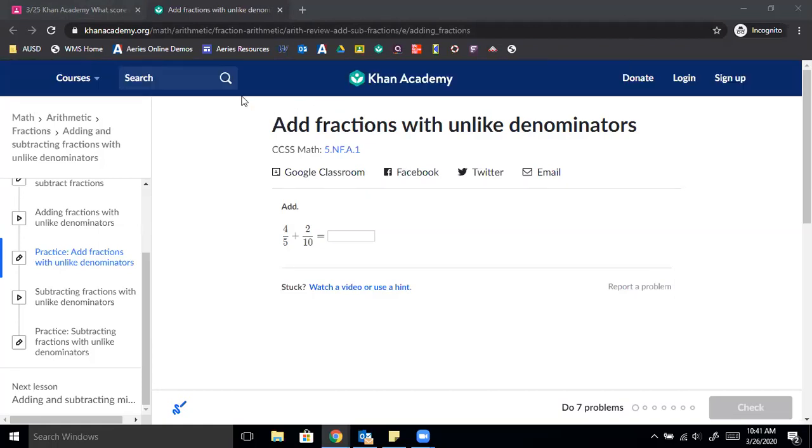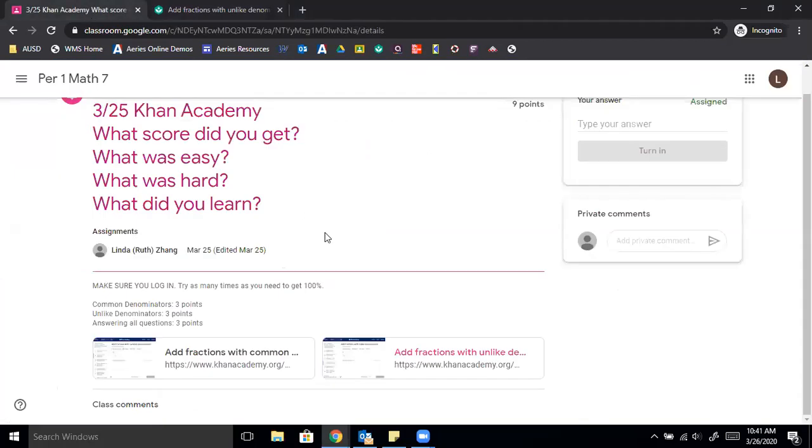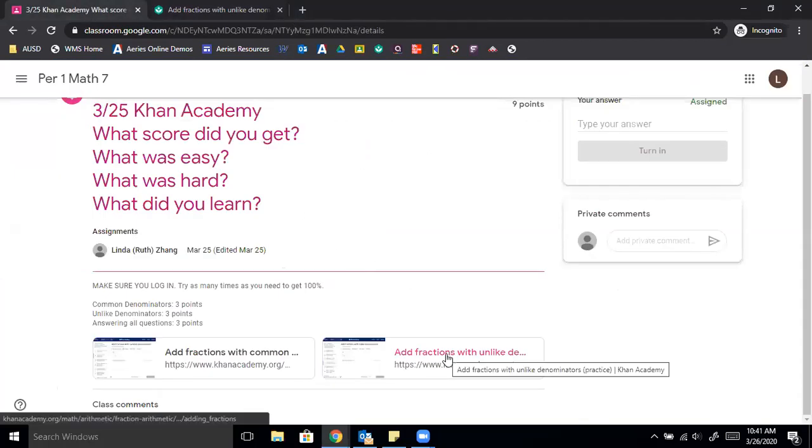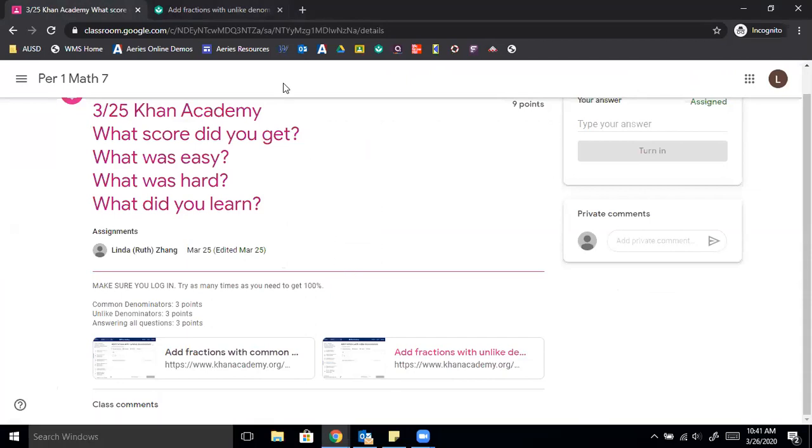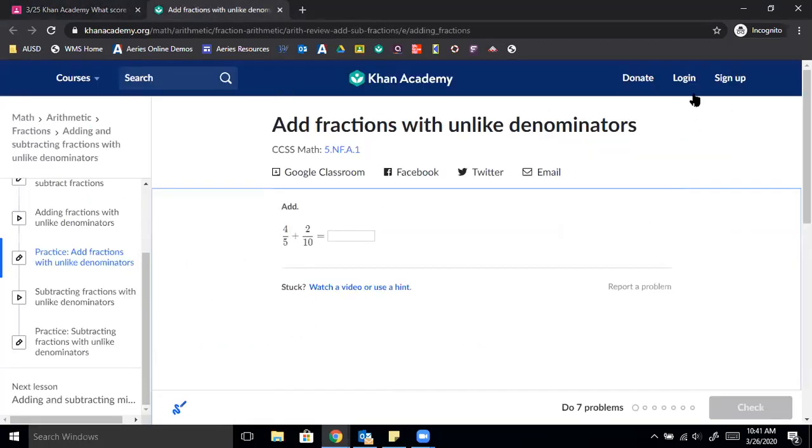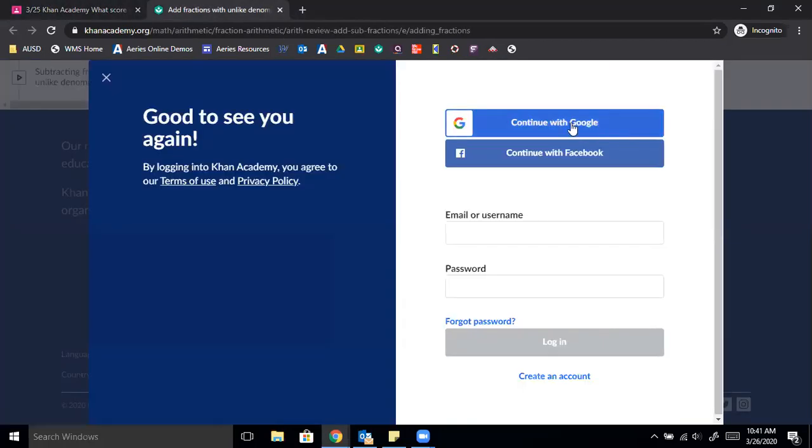Okay. So for some of you, if you've already logged into Khan Academy before, it might remember that you've logged in, but please just double check. Okay. So you could go in using these buttons here, or you can log in. Make sure you continue with Google. Make sure you are signed into your school account.